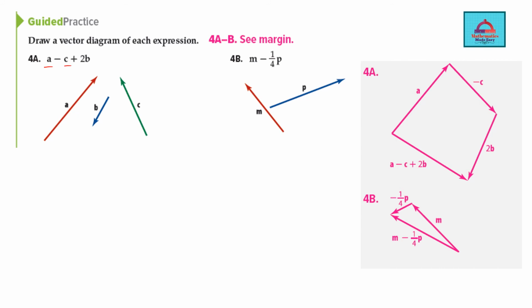Here you are given three vectors, 1, 2, 3, and you have to add them all. So vector A will be as it is, that's the first vector.